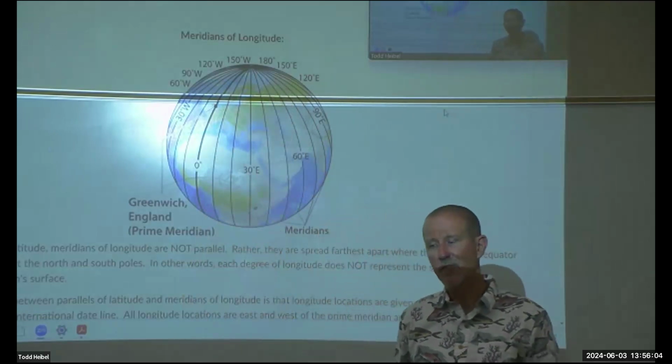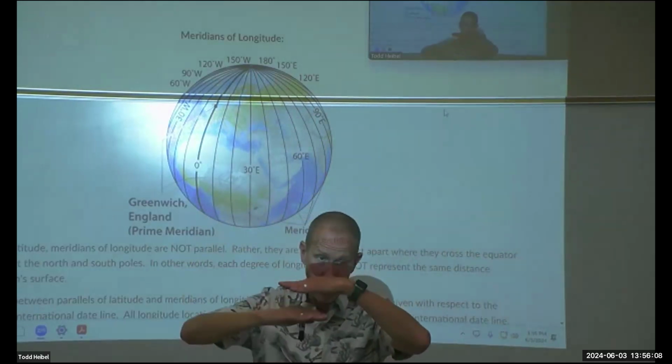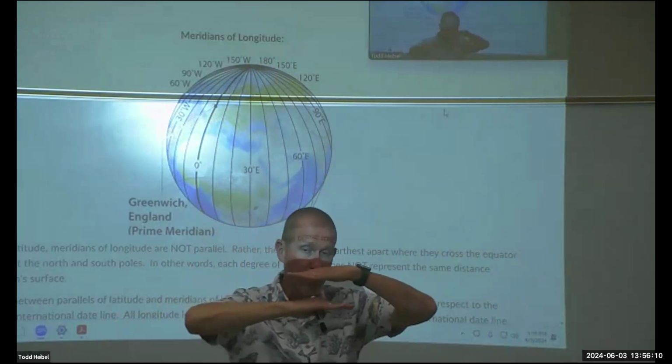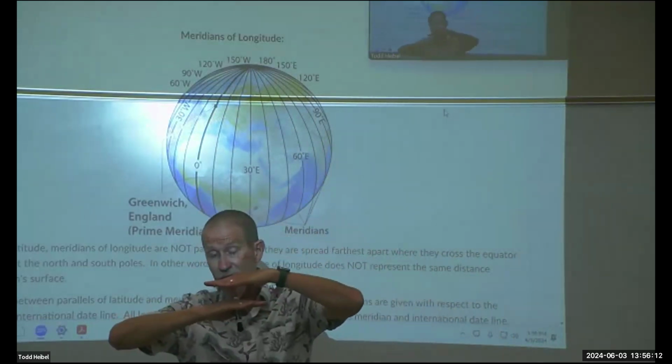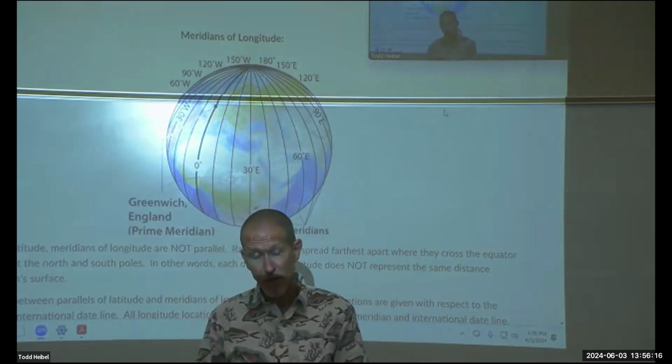So that's one difference between latitude and longitude. Parallels of latitude are parallel. They maintain the same distance apart. Every degree is 111 kilometers or 69 miles. That's latitude, but that is not longitude. Meridians of longitude are not parallel.